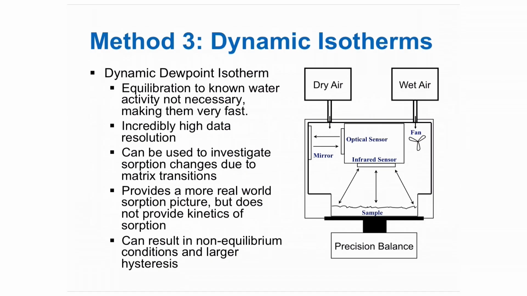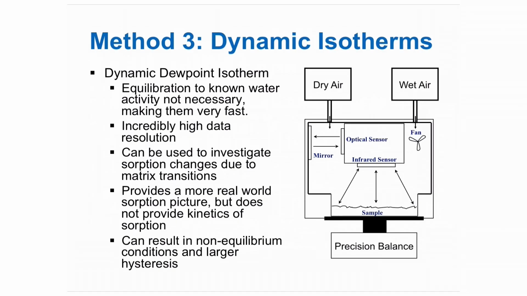Dynamic isotherms, on the other hand, don't rely on equilibration to known water activities to get the water activity level. Instead, what happens with this methodology is that a sample is placed in a chamber and then exposed to either completely saturated wet air or completely desiccated dry air, depending on if it's adsorbing or desorbing. And as that happens, the sample is forced to take up moisture or lose moisture. And as it does so, after a certain amount of time, the airflow will be stopped so that the chamber now is just sealed, no air flowing into it.